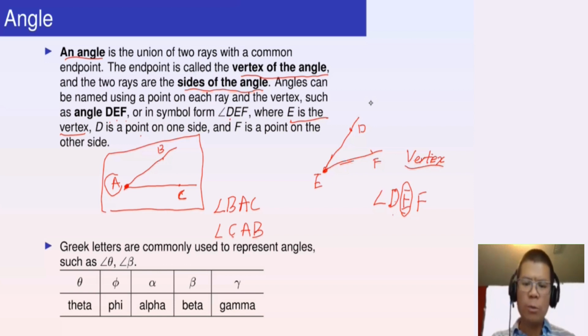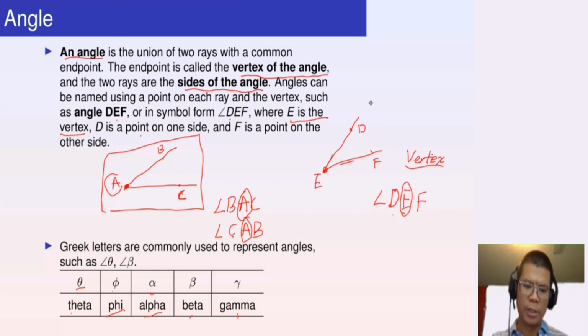Just to make sure, the one in the middle is the vertex. Now, in many cases, we also use Greek letters to represent angles. For instance, here are some common Greek letters usually used for angles. This one is called theta, phi, alpha, beta, gamma.